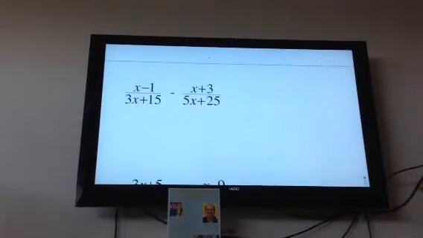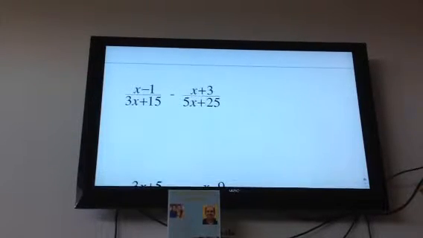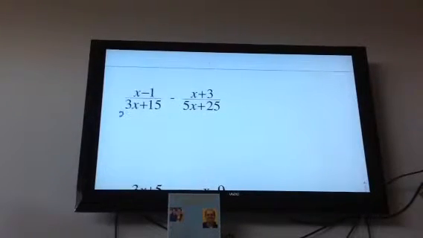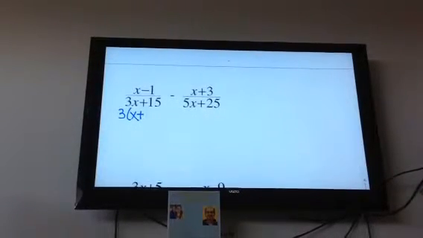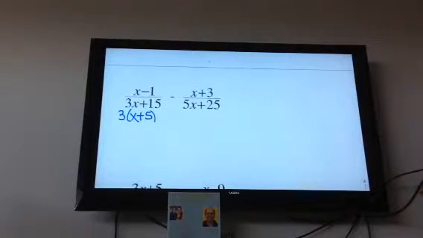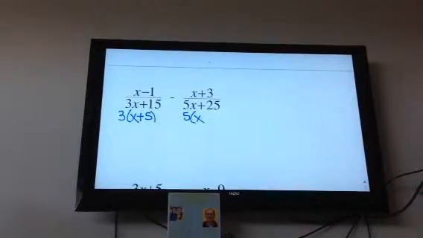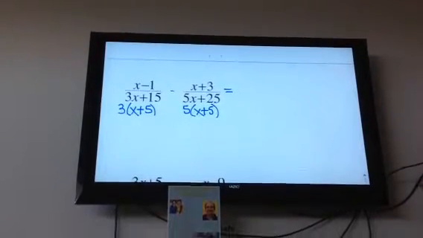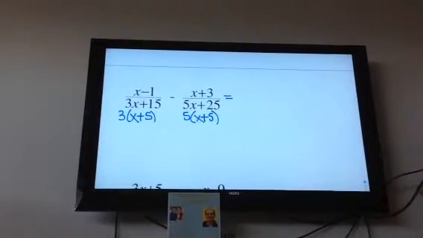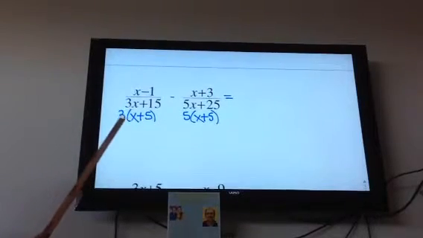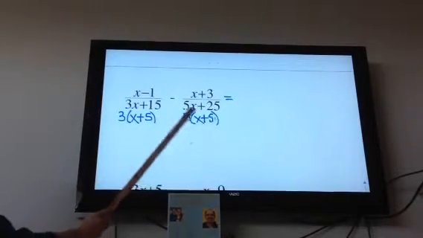Okay, in my next question, to form my common denominator, as I said, if any denominator is factorable, you need to do that first, and these are factorable. I can take out a common factor of 5 on the first one, and I can take out a common factor of 3 on the second one. So if a denominator is factorable, do that before you get your common denominator. Okay, so what do I have? I have 3 times x plus 5, and I have 5 times x plus 5.